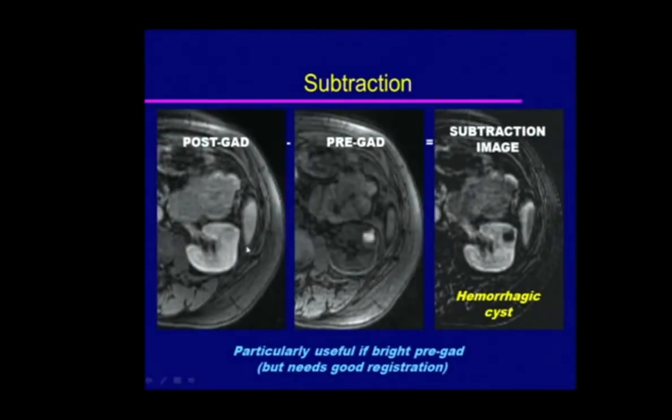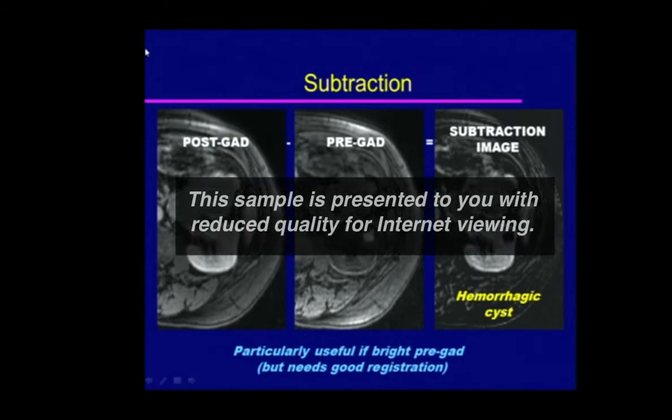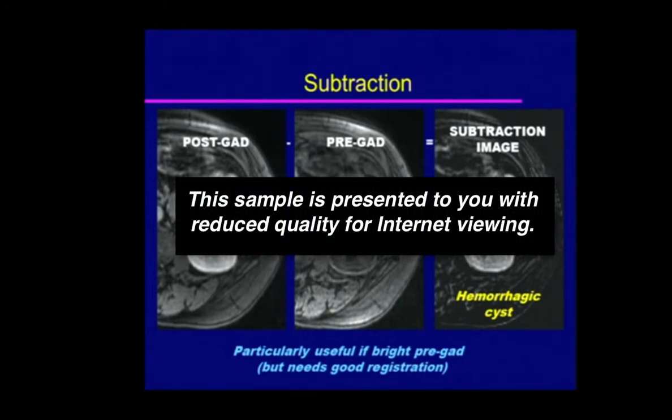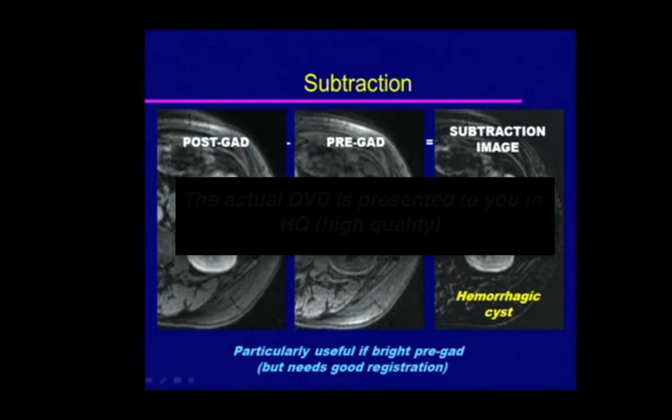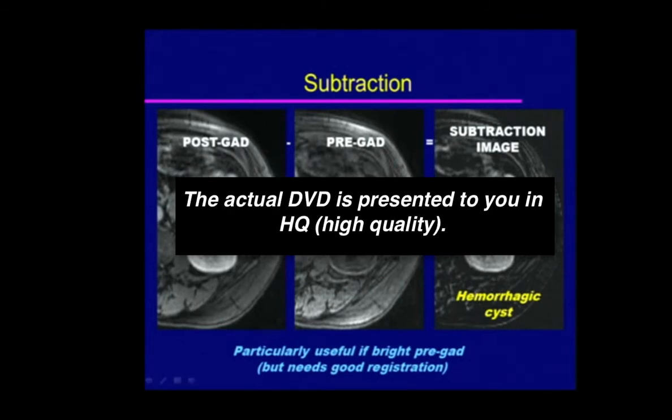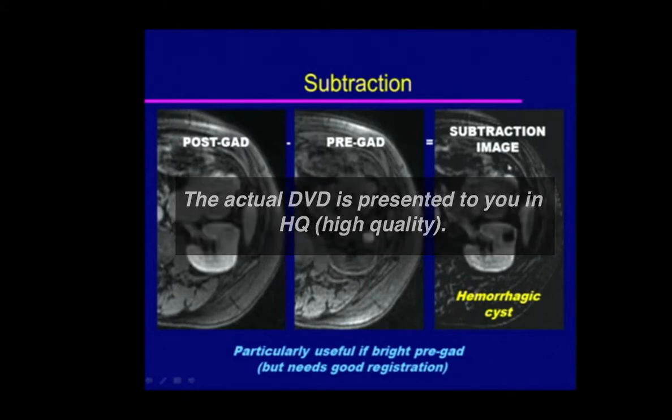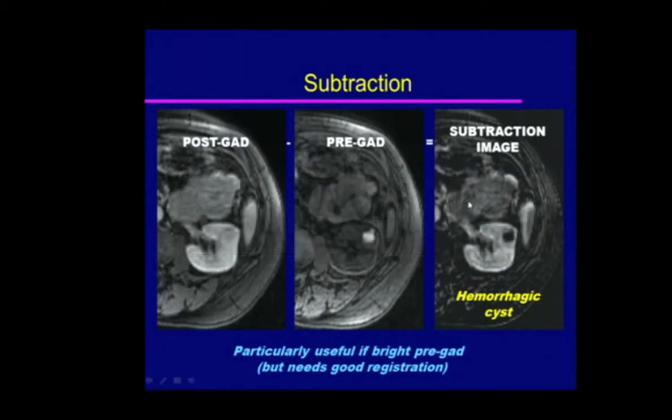A question that comes up at MRI is the use of subtraction images, and I know Vivian Lee at NYU is a big fan of subtraction images. So what are they? Well, you take the post-GAD image, you subtract the pre-GAD non-enhanced image, and what you're left with is a subtraction image that, in theory at least, just shows you anything that is solid that is enhancing.